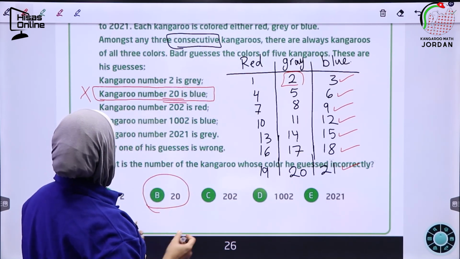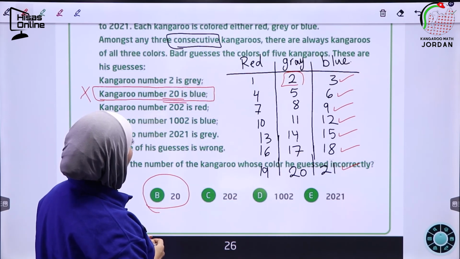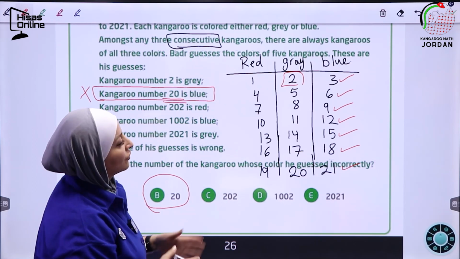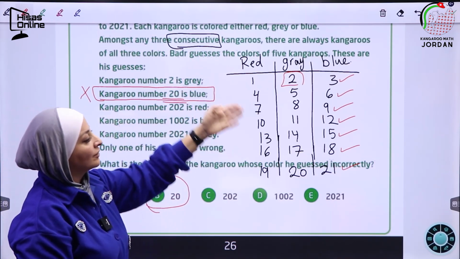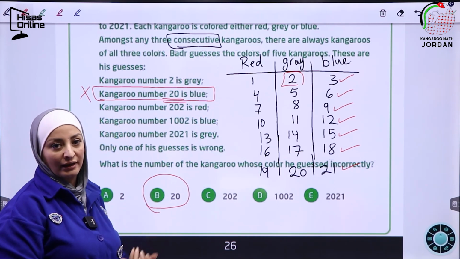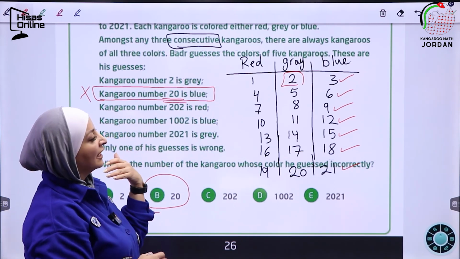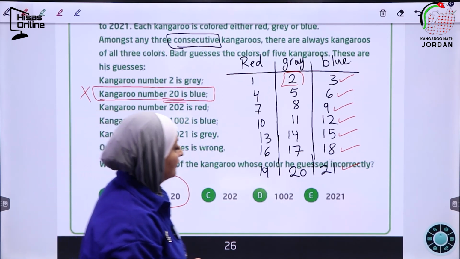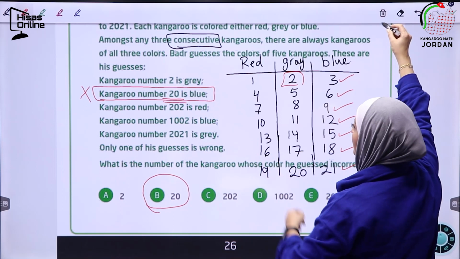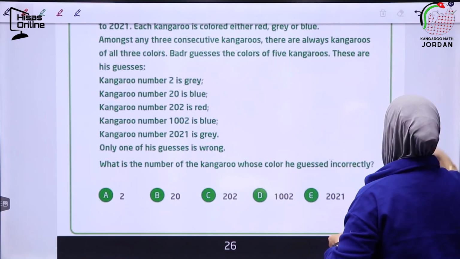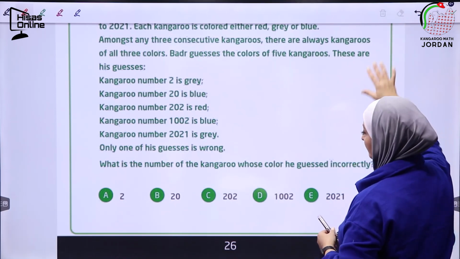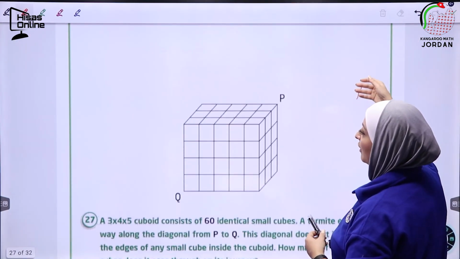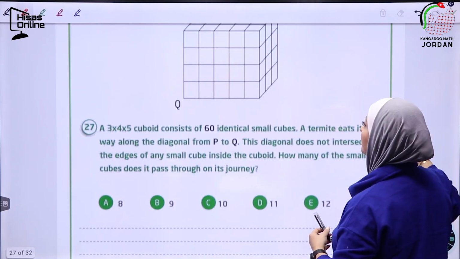And if we continue discussing, 202 is red. This is the easiest way to find the answer, guys. This is the easiest way to arrange them and discuss it logically. So I guess you don't have to continue doing this any further than 21. Okay, so this is his wrong guess.